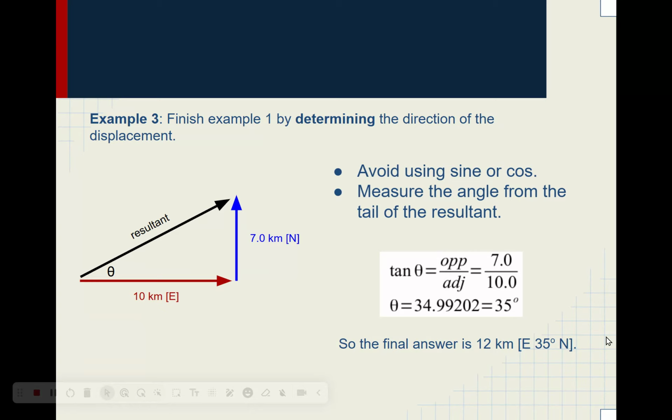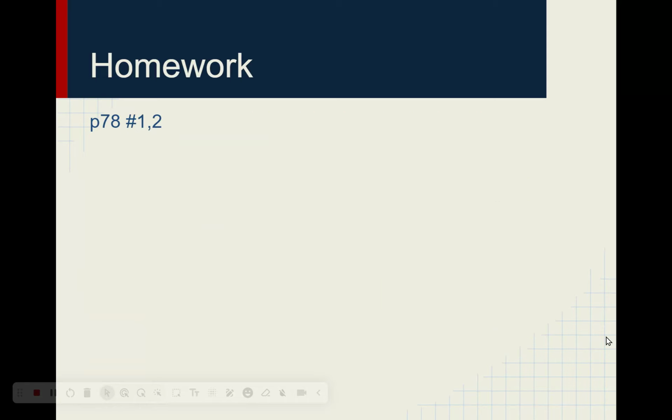Now, if somebody else was doing this question and they were doing it with a complementary angle, they would have 55 degrees, because 35 plus 55 equals 90. And then they might have answers like north 55 degrees east, and that would still be correct.